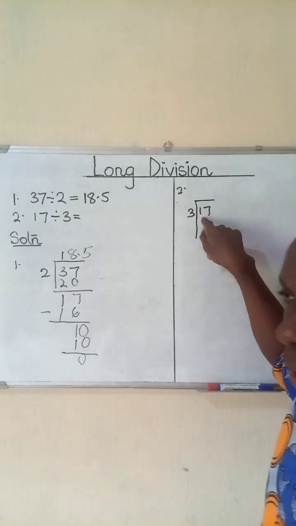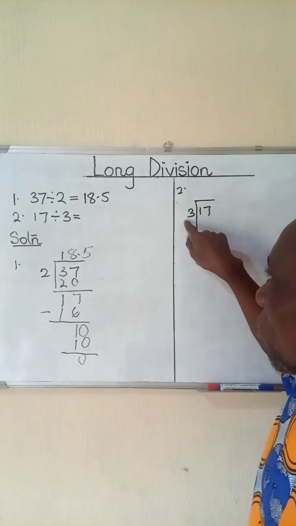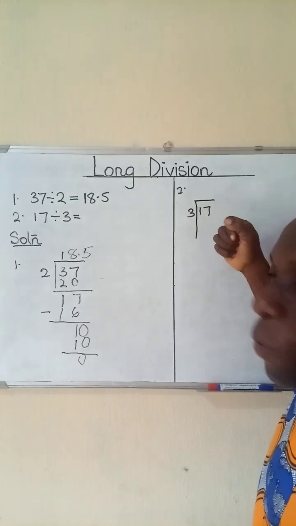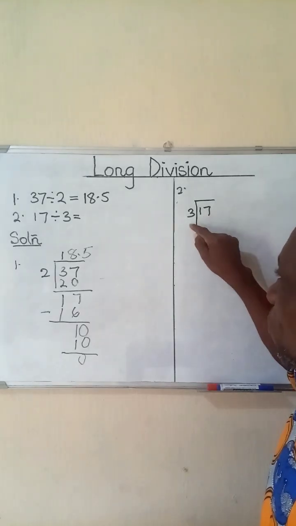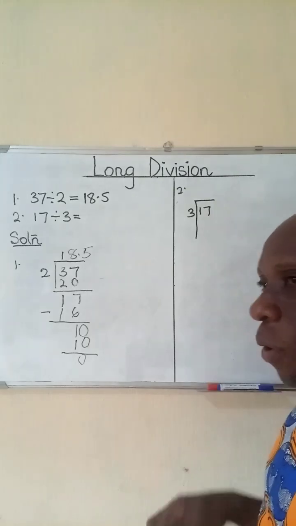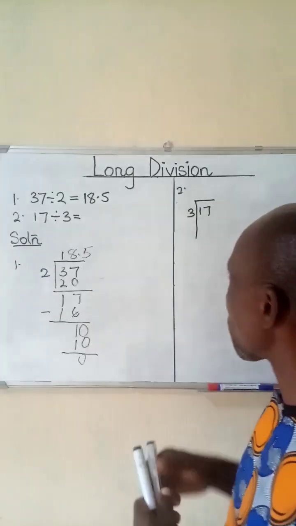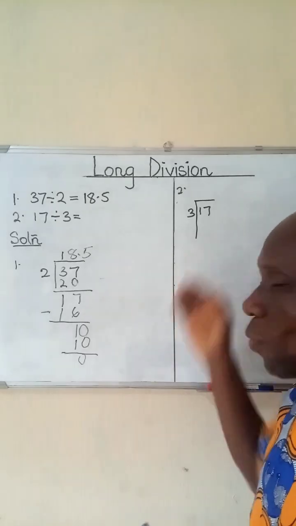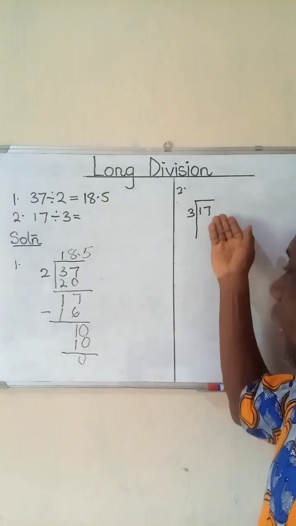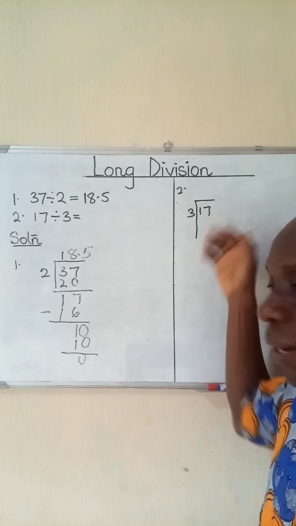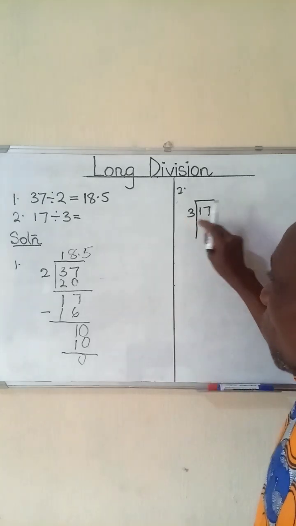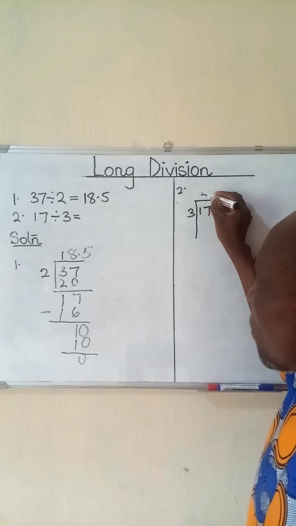The first digit here, or the tens digit here, is 1. It's less than 3. So there's no way you can bring out 3 whole numbers from just 1 whole. So we're going to consider the 2 digits at once. So 3 goes into 17. Or 3 times what will give you 17, or a number closest to 17. There's need to know your multiplication tables. 3 times 5 will give you 15. Okay, 3 times 6 is 18, and that is greater than this. So we are using 5. That means 3 goes into 17 5 times.